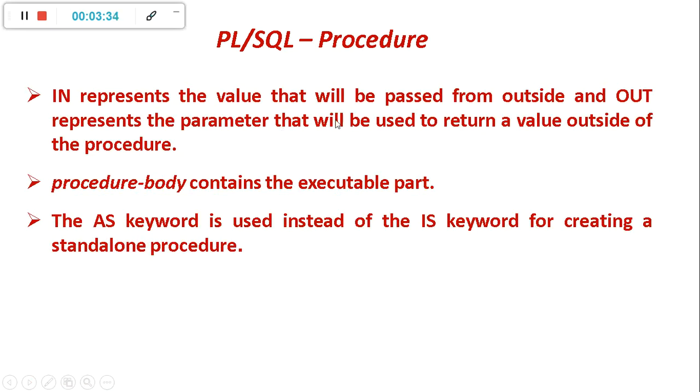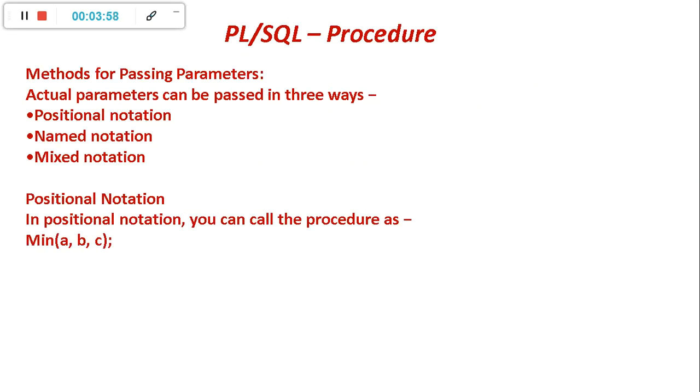IN represents the value that will be passed from outside, and OUT represents the parameter that will be used to return a value to outside the procedure. The procedure body contains an executable part. There we can notice the AS or IS keyword. The AS keyword is used instead of the IS keyword for creating a standalone procedure, that is, a procedure to perform a particular task.